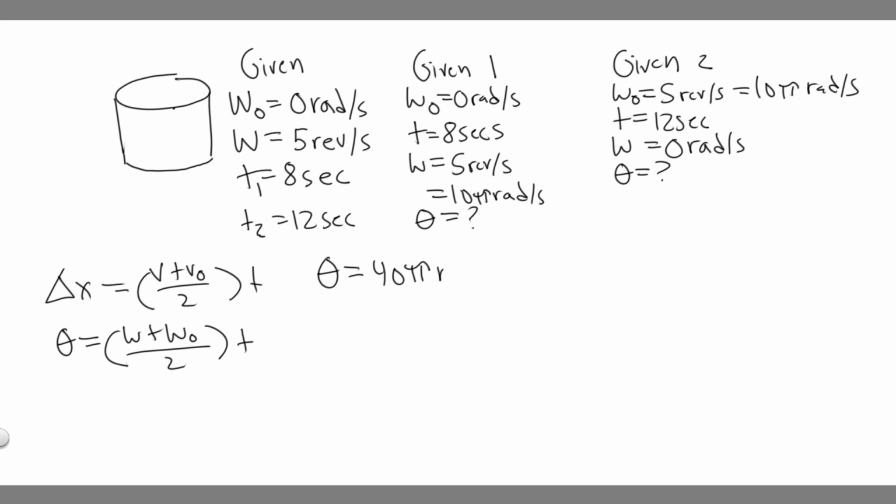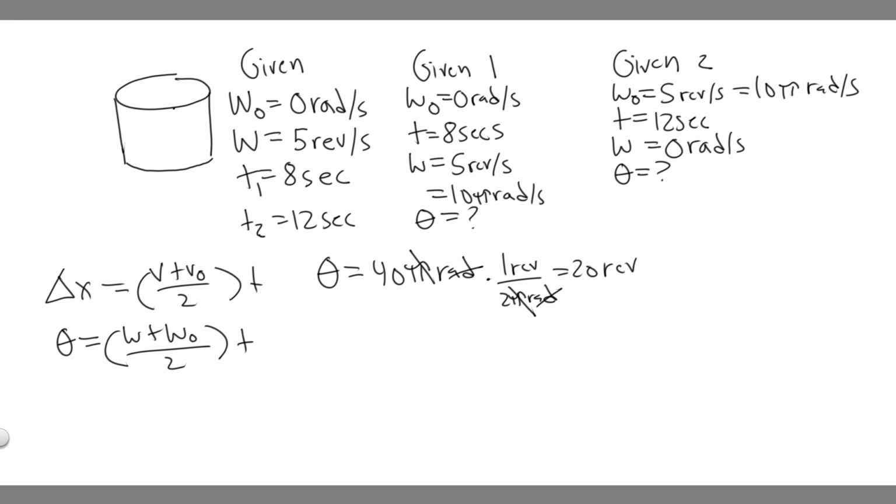But this is in radians, so we've got to convert into revolutions. We know that 1 revolution is the same as 2 pi radians. Just doing conversions, radians cancel. 40 pi divided by 2 pi, the pi's cancel. 40 divided by 2 is 20. So it's going to be 20 revolutions.